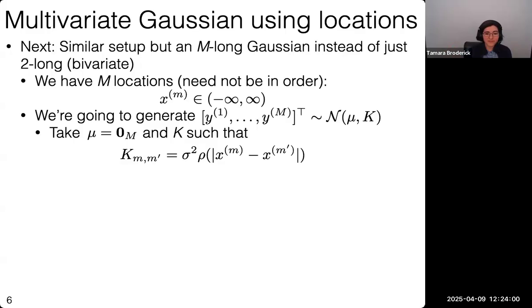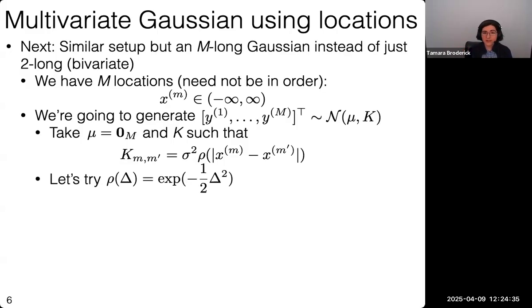Great. Okay, so let's go back to building up our M draws now instead of just 2 draws. We're going to take the mean again to be all zeros. Last time we took our normal mean to be 0 and 0. Now it's just an M long 0 vector. And we're going to take the correlation matrix to be a variance, sigma squared just like before, and a correlation just like before that is some function of the distance between any 2 x values.